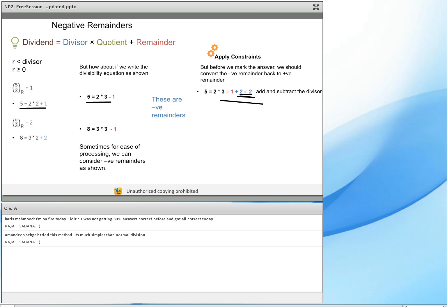Hold on, guys. For some reason, my annotations are getting messed up. Now I'm getting the annotations. Sorry about that. Let me remove these.